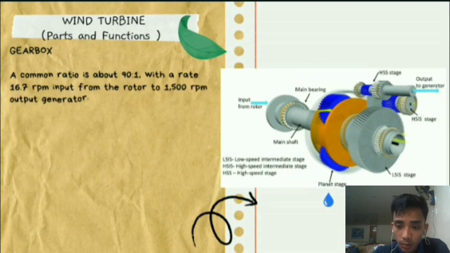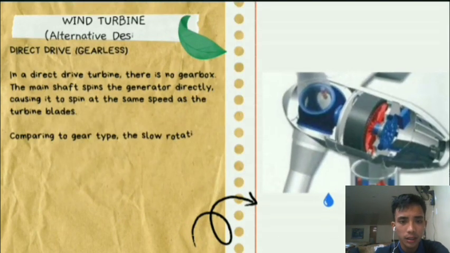And then sabi po dito, gearbox, a common ratio is about 90 to 1. With a rate 16.7 revolutions per minute input from the rotor to 1,500 revolutions per minute output generator. So ito po yung process ng tinatawag nating gearbox po. At dadako po tayo dito sa tinatawag nating direct drive. Ano po ba yung direct drive na nabanggit natin kanina dito?